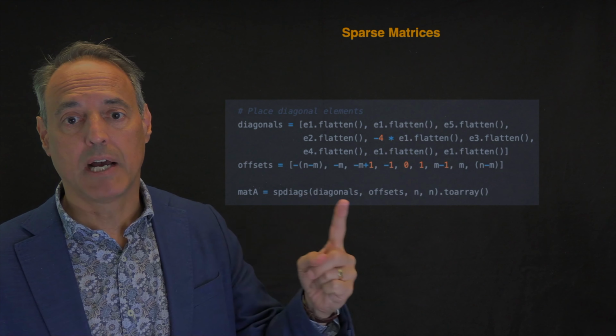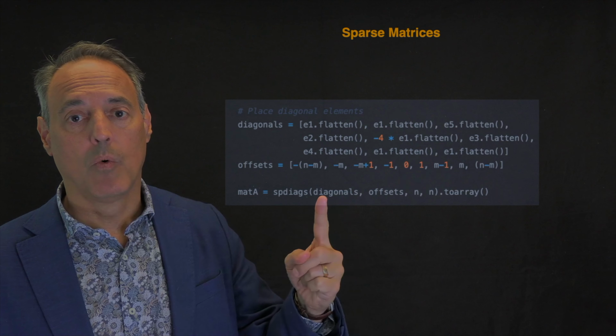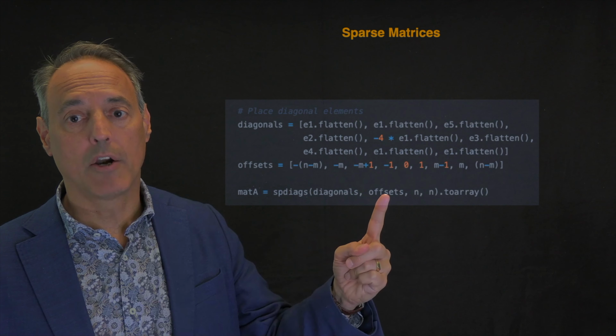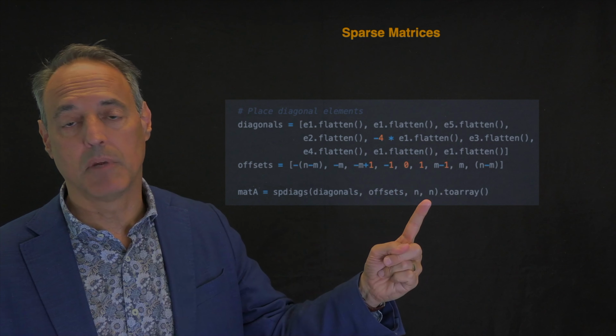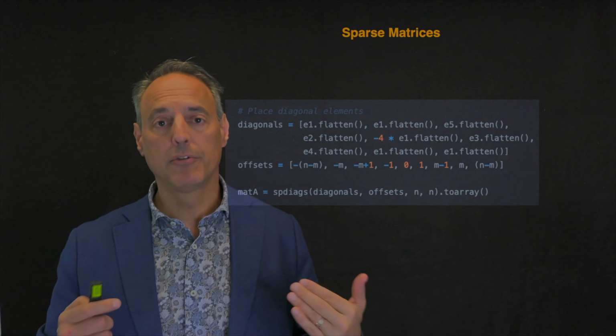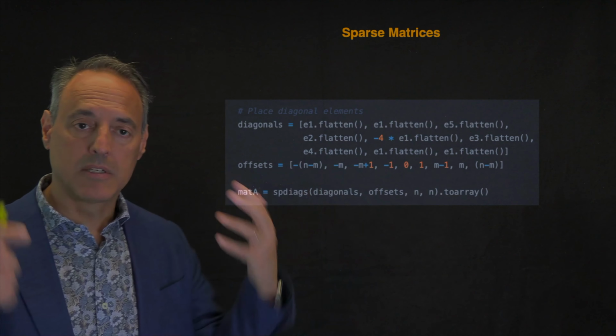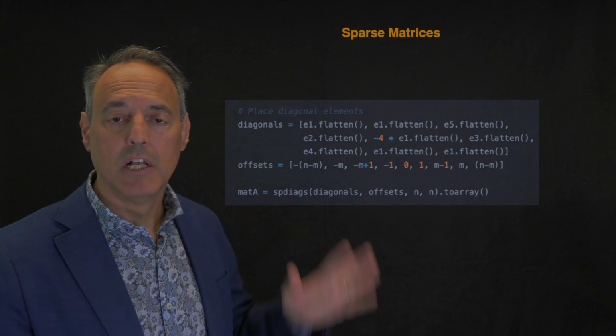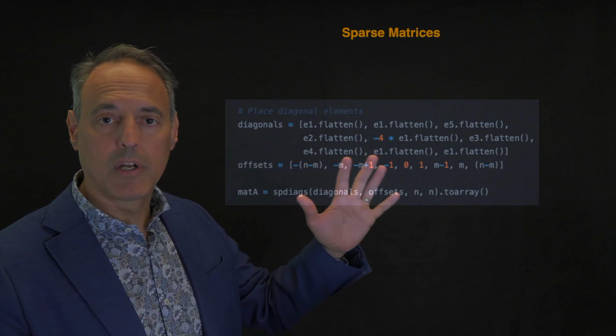And then SPDIAG says, tell me what you're putting on, where you're putting it on, and the size of this matrix. This is the entire solution technique here. And what this builds for you is a sparse diagonal matrix with 9 entries. It is really critical you know how to build this.